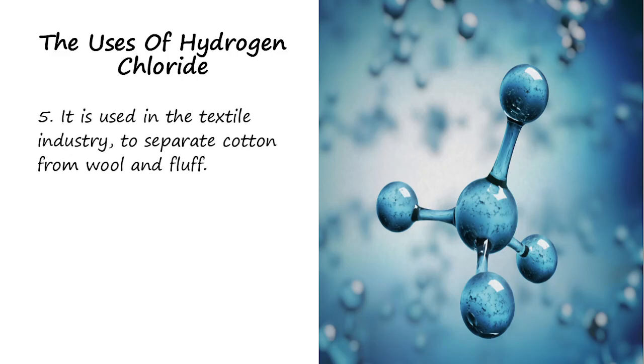Also, it is used in the textile industry to separate the cotton from the wool and the fluffy. So hydrogen chloride, as a component itself, can be used in the textile industries to enable the separation of the cotton from the wool and the fluffy. That's another industrial use, specifically in textile industries.